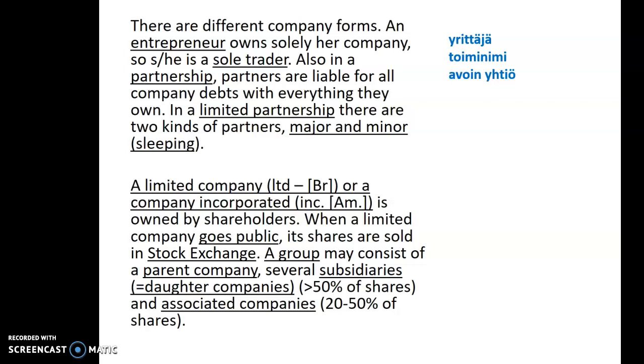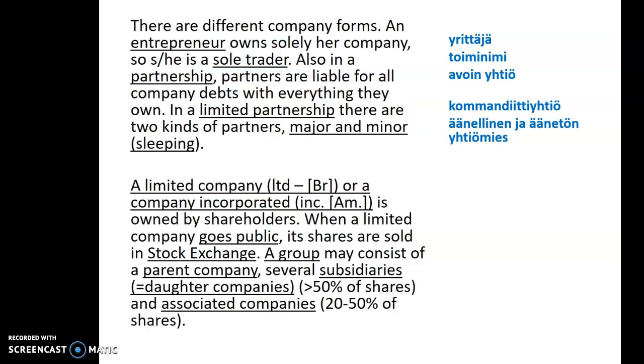And finally, we have a limited partnership where we have two kinds of partners. Those who are liable with everything they own, and they also function actively in the company, and we call them major partners. And then we have those partners that have just invested something in the company, and we talk about minor partners.